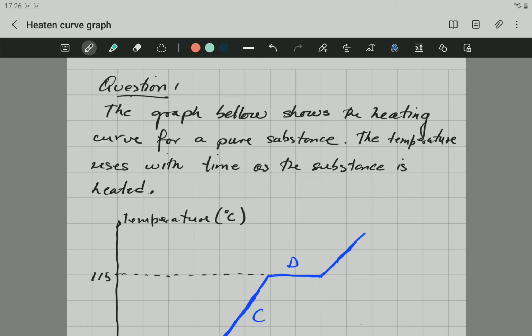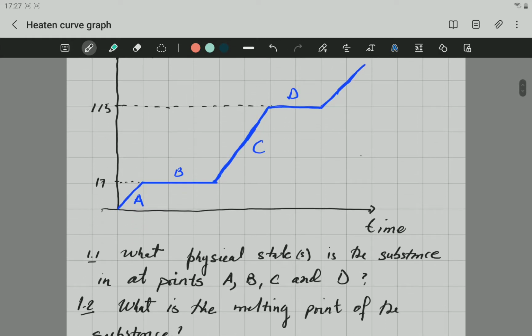Okay, so this question said the graph below shows the heating curve for a pure substance. This substance could be any substance. The temperature rises with time as the substance is heated. All right, so remember the temperature is the one responsible for the substance to heat up, and obviously this is increasing.